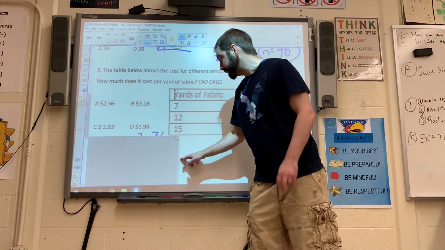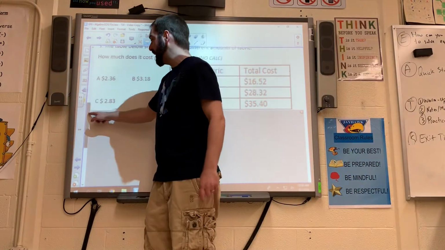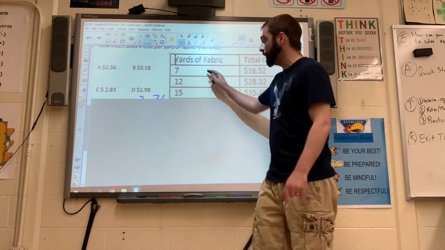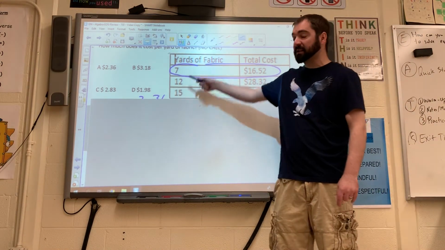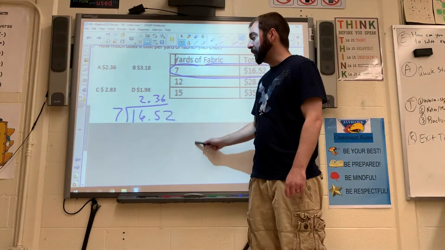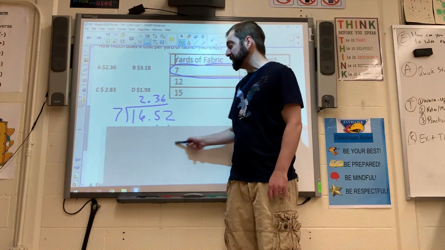So we're comparing the total cost to the yards of fabric. So again, I just took the easiest ratio, would probably be the first one, because you got to know your 7 times tables, your 12s, or your 15s. Again, 7's probably going to be the easiest. So again, 7 goes into 1652. Well, 7 goes into 16 twice.